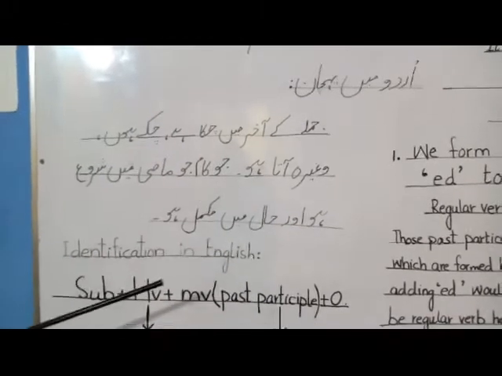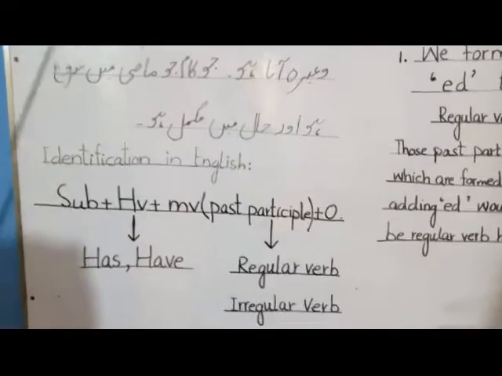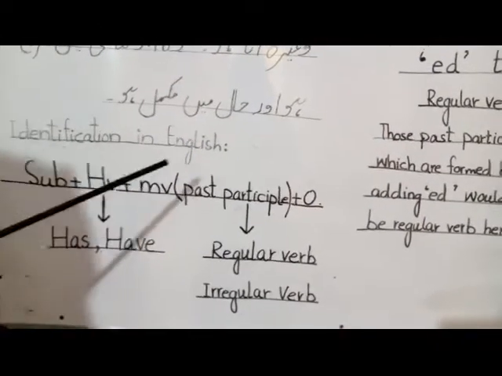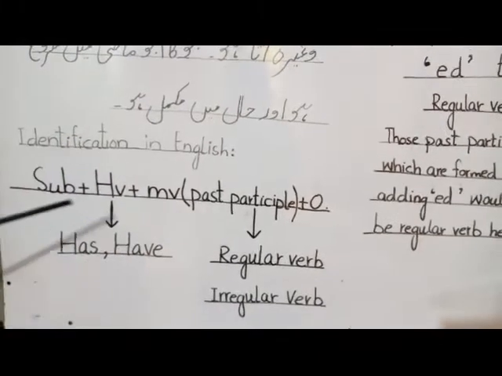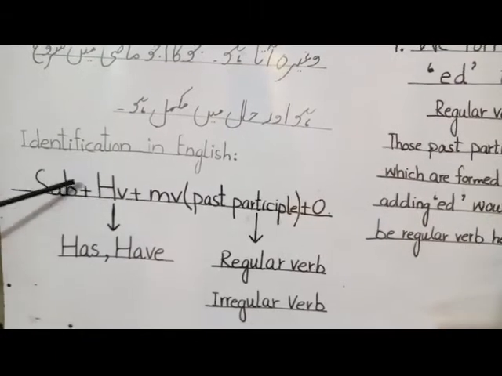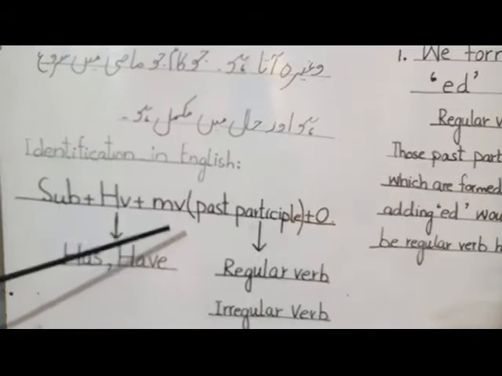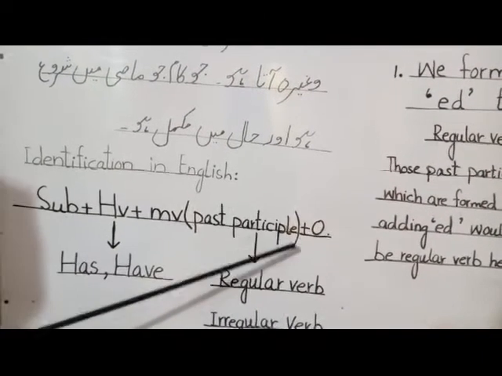Now move to its identification in English. So what is the identification of present perfect tense in English? It means what would be the structure of the sentence of present perfect tense. So the structure would be like, subject, as you all know, the doer of the action, then helping verb, then main verb, the action or activity you are talking about. So main verb would be past participle plus object.